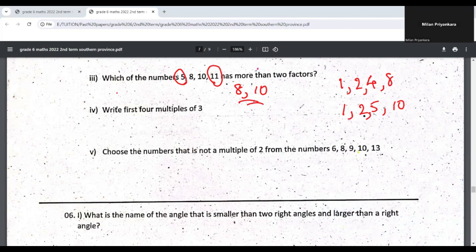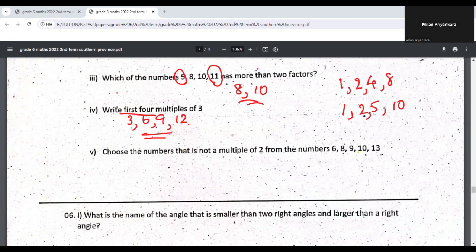Write the first four multiples of 3. The first four multiples of 3: 3 into 1 is 3, 3 into 2 is 6, 3 into 3 is 9, 3 into 4 is 12. That's all. You need to write only the first four multiples.